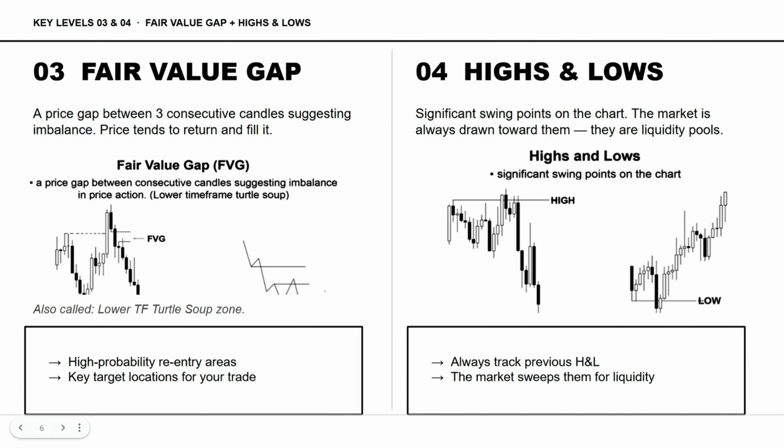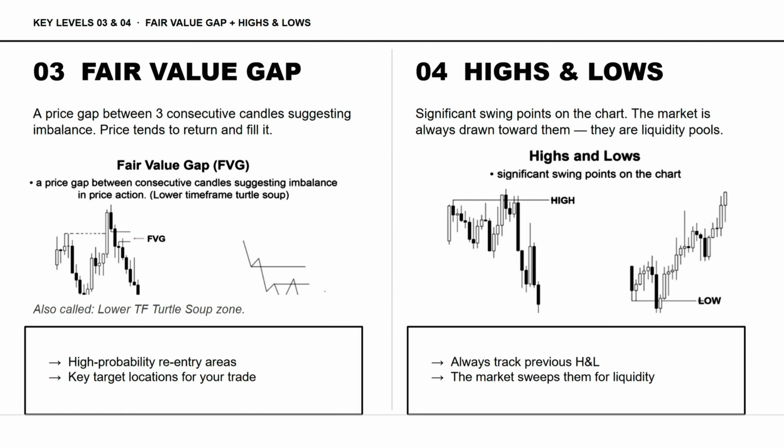Third key level, a fair value gap. A fair value gap is a magnet. It's a price gap between three consecutive candles, where the first and third candle don't overlap. This suggests an imbalance. Price tends to come back and fill this imbalance. On lower time frames, fair value gaps are the equivalent of a turtle soup zone, high probability re-entry areas.